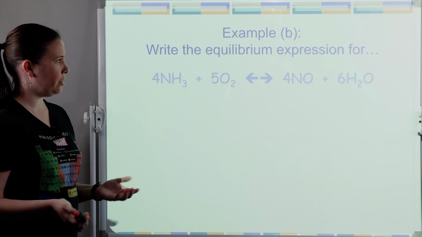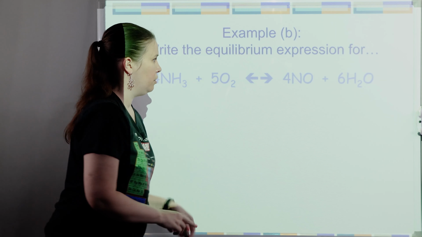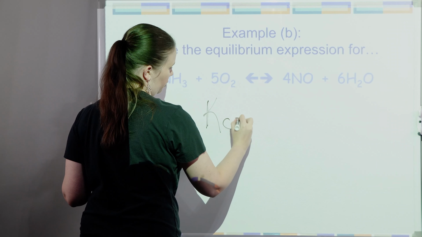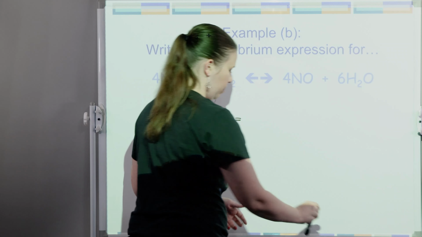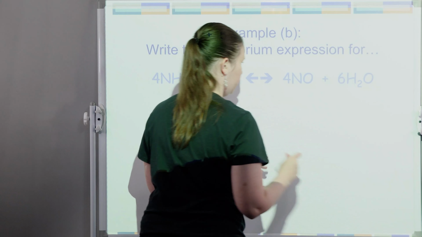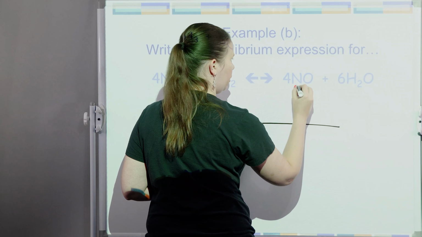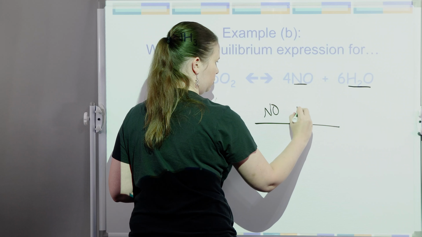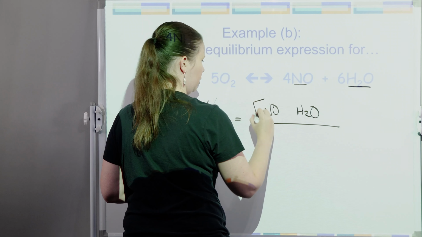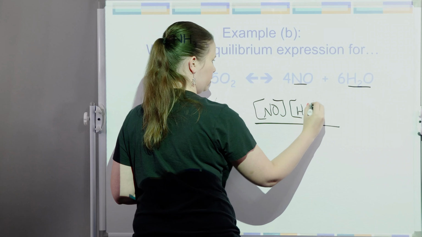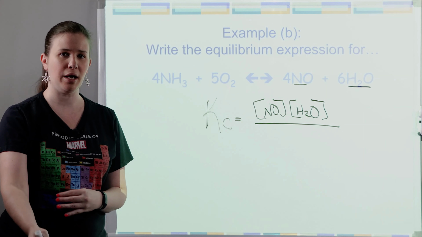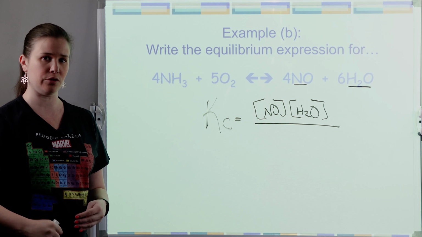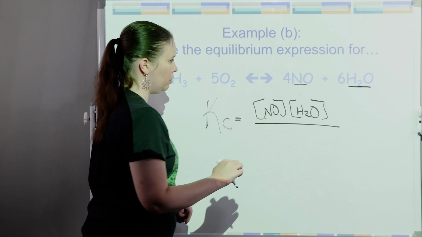Now let's try one that does have coefficients. So I'm going to write down Kc equals, and then I want to pick out my products to put on top. The products are NO and H2O. I put those in square brackets. And yes, it matters that it's brackets and not parentheses because we are going to be plugging in molarities for concentration here. So we want square brackets.